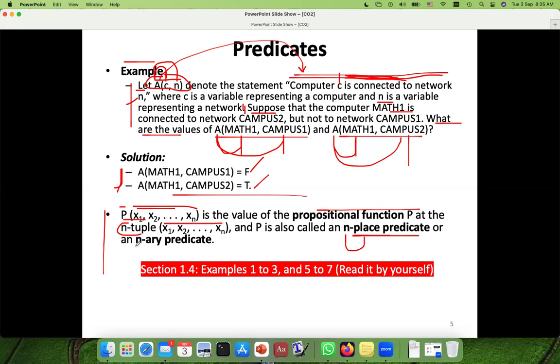Similarly, we can call it n-ary predicate, which means this predicate has n dimensions, like binary, ternary. So that is n-ary. If n variables, n-ary. So anyhow, this is just the information. You only have to see it once so that when it comes again in the literature, you will at least understand what it is saying. Then there are easy examples like this, from 1 to 3 and 5 to 7 in the book. You have to read it by yourself.